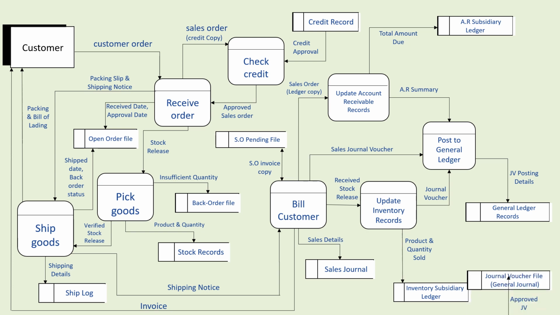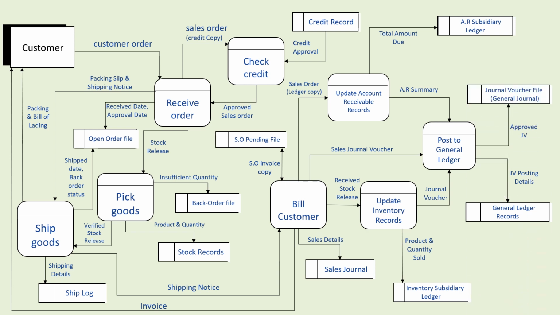And then after that, we update the general vouchers file, the general journal, and we will also update the general ledger record, or general ledger master file. So this is in summary, just to show the flow of the process, starting from the customer, step by step, up to the posting to the general ledger.